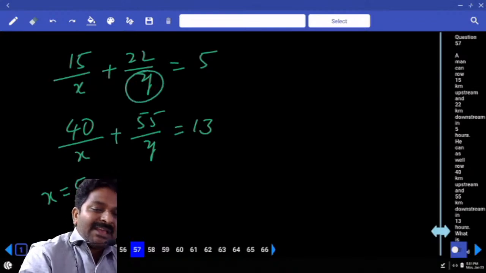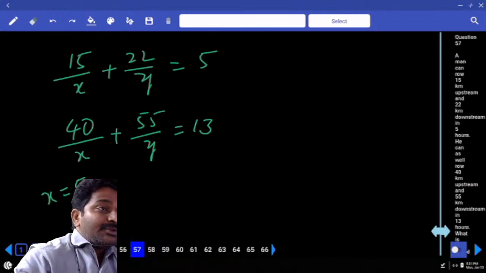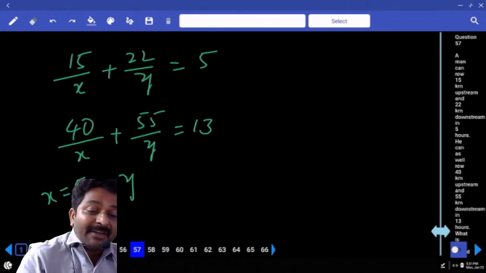Similarly, Y is a factor of 22, and Y is also a factor of 55. So Y must be a common factor. What must be the value of Y?